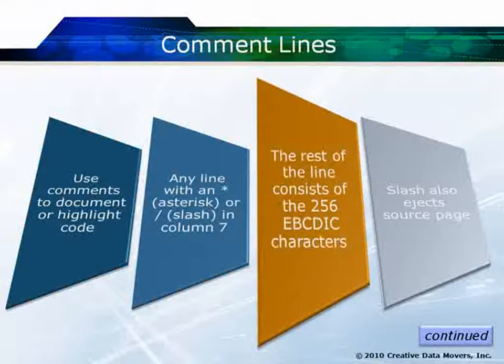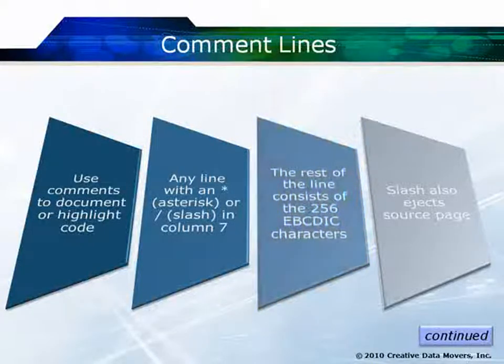The rest of the line consists of any of the 256 EBCDIC characters. EBCDIC stands for Extended Binary Coded Decimal Interchange Code. It is the encoding standard that says we take a particular character, like a 5 or a letter G, and what are the binary bits that we use to represent that on a mainframe. EBCDIC is the encoding standard for a mainframe. We contrast that, of course, with the ASCII encoding standard used on most PCs and the Internet.